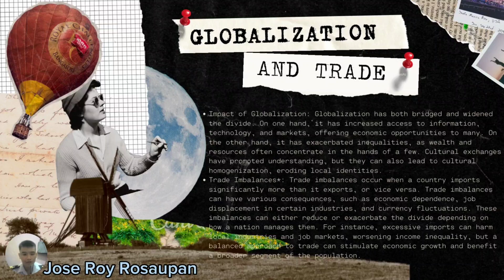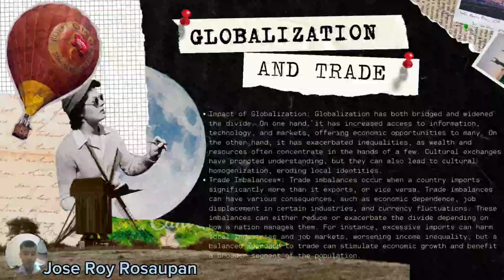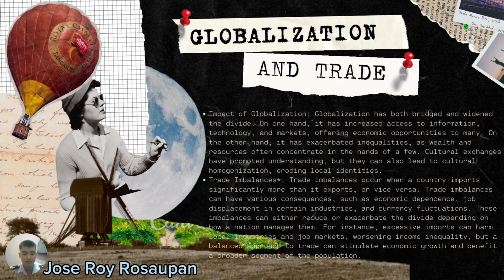Cultural exchanges have promoted understanding, but they can also lead to cultural homogenization, eroding local identities. Trade imbalances occur when a country imports significantly more than it exports, or vice versa. Trade imbalances can have various consequences, such as economic dependence, job displacement in certain industries, and currency fluctuations. These imbalances can either reduce or exacerbate the divide depending on how a nation manages them.